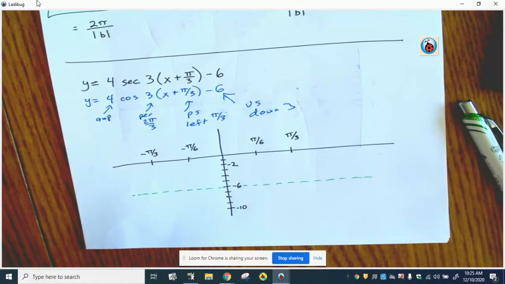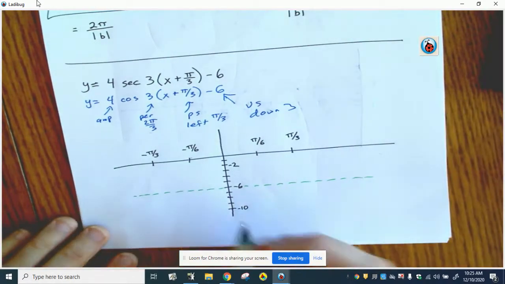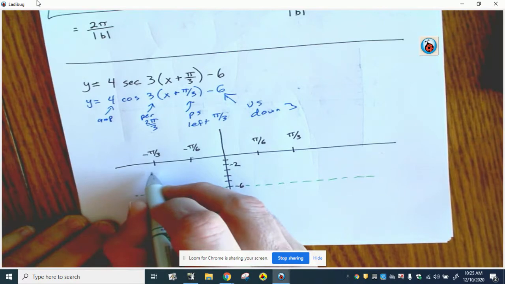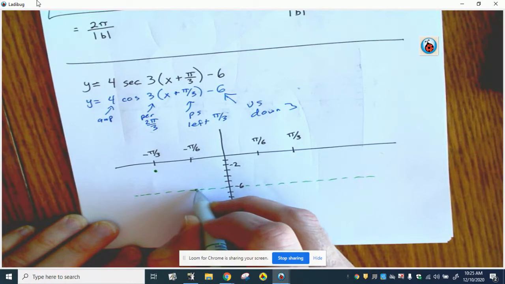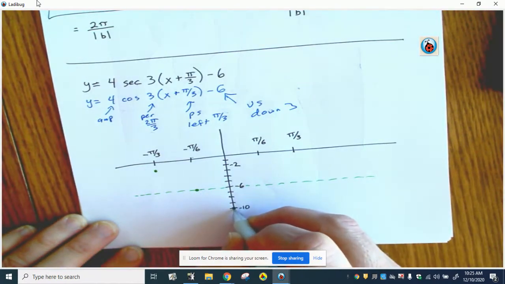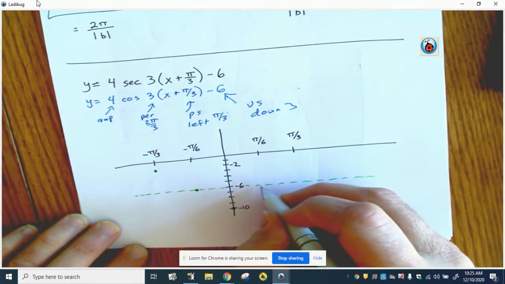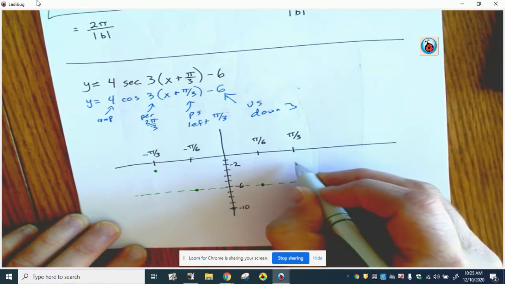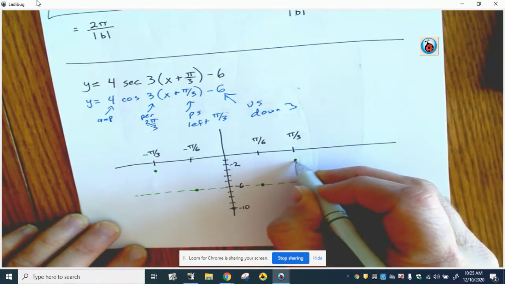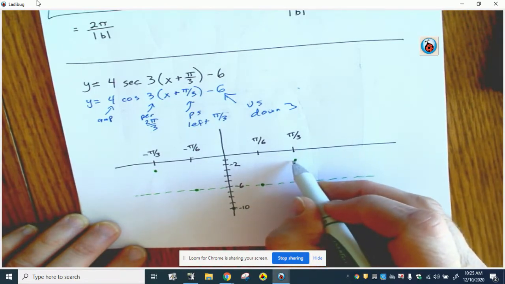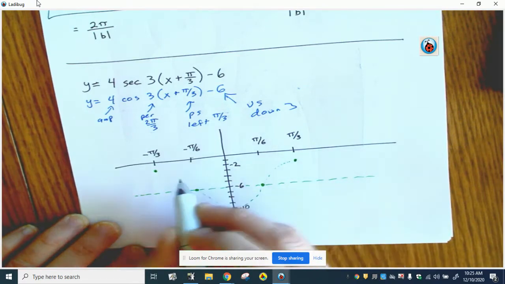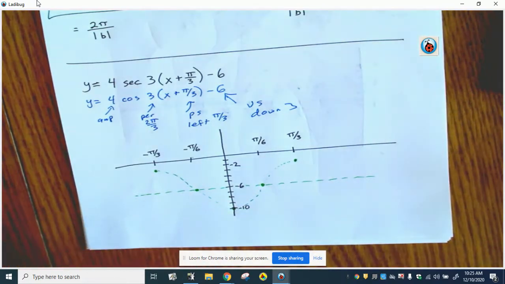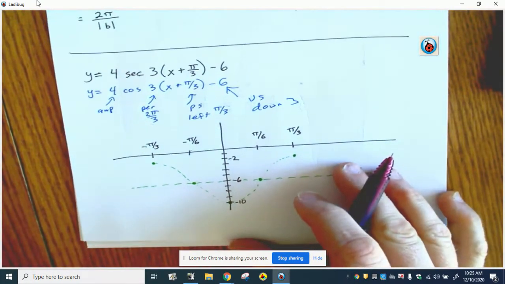My cosine would start at my peak. I'm going to do green this time. Start at my peak, I'd be up here. And I'd go down to my midline, down to my bottom peak, which happens to be on the y-axis, back up to my midline, up to my top peak. Okay? And again, yes, you can draw that curve.